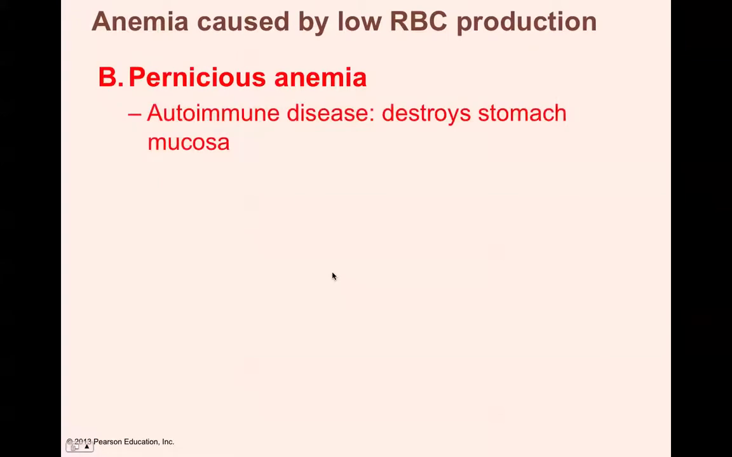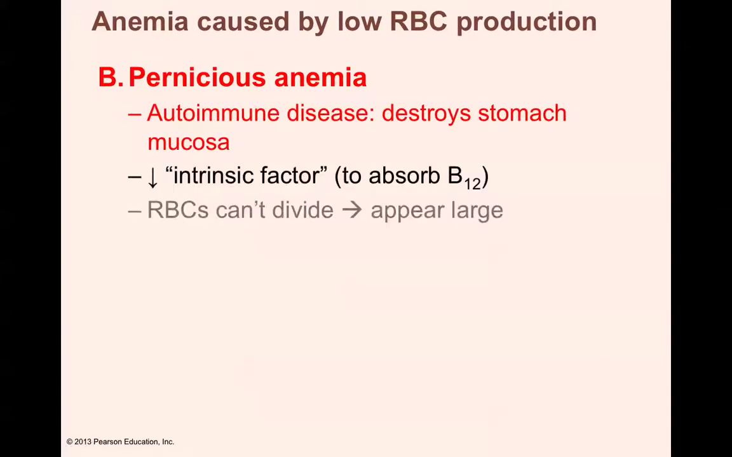Anemia caused by low red blood cell production. Another cause, all right, so the first one is the inadequate intake or absorption of iron. This one is called pernicious anemia. Pernicious anemia is an autoimmune disease. It actually destroys the stomach mucosa. We also see this with chronic alcoholism.